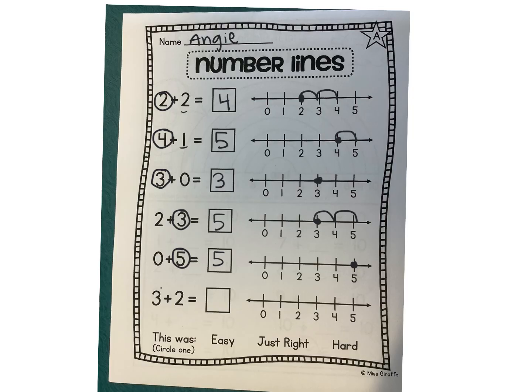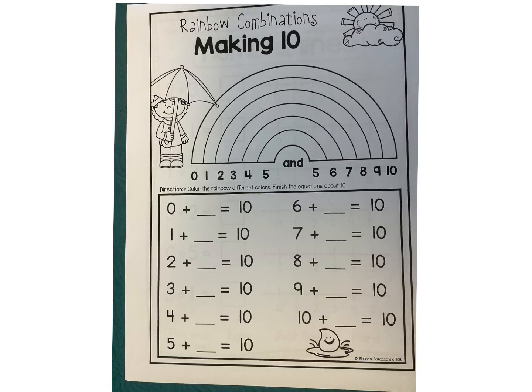And on the last problem, circle 3. And how many will I hop up? I'm going to hop up 2. 1, 2. So the answer is 5. All right, very good, boys and girls. Please turn in your paper and do what your teacher wants you to do next.